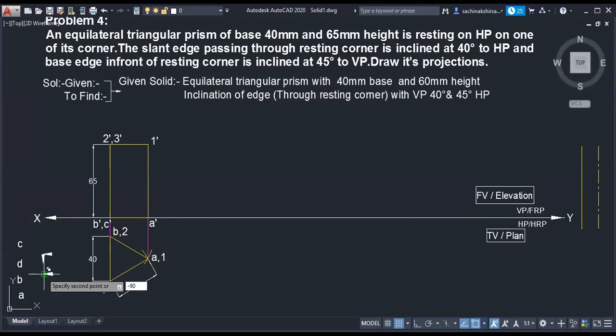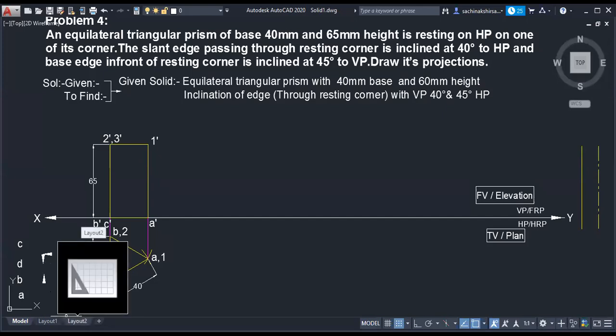Up to this completed. Yes, sir. All of you completed? Yes, sir. Okay. Next now, we have to give inclination.